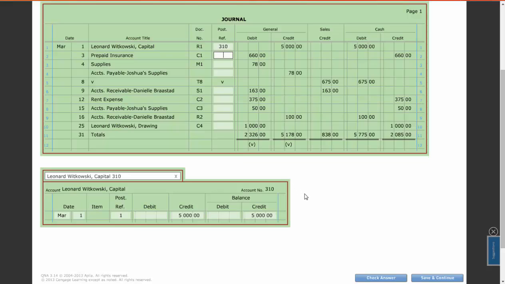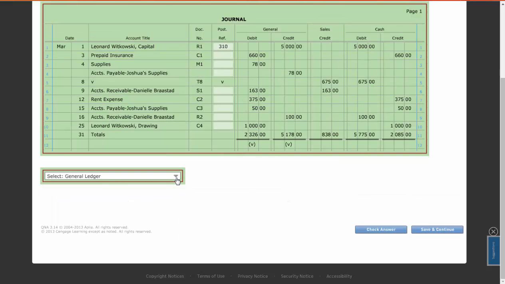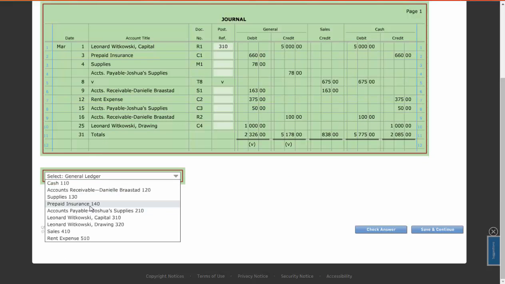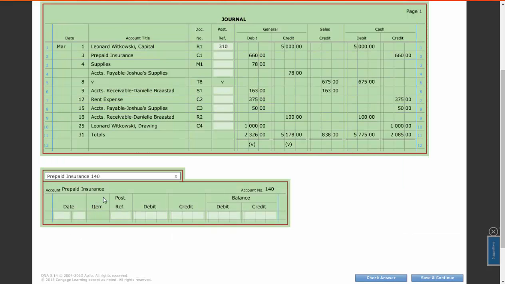Okay, line 2. So when I look at line 2 here, going across, the date is the 3rd. What account do I have to open? Prepaid insurance. Let's find that. You just click on that X, that ledger will close, and then you just click on prepaid insurance. That one will then open up, and I need to do the date. Is there a month in there yet? No, so I have to fill in March again, and the date is going to be the 3rd. Nothing in the item column. What's my post reference? Page 1.